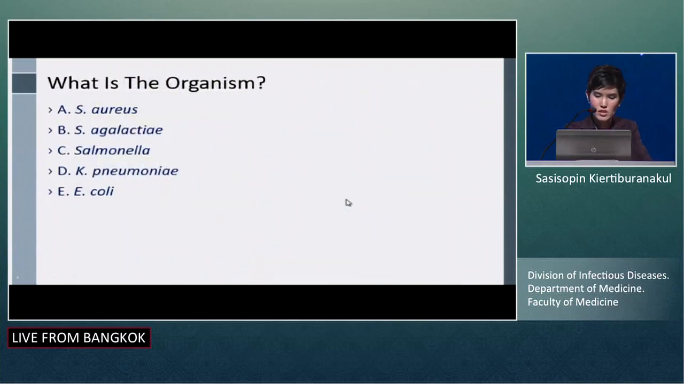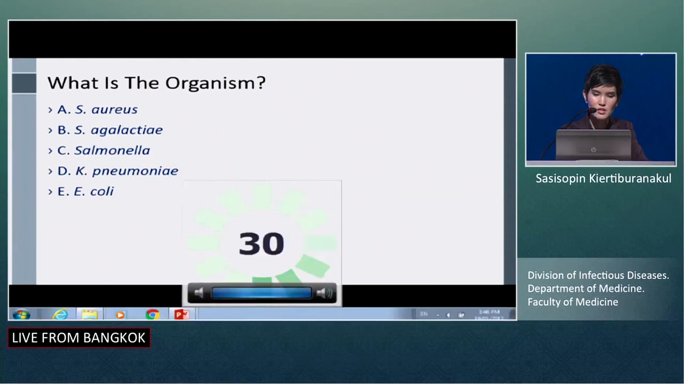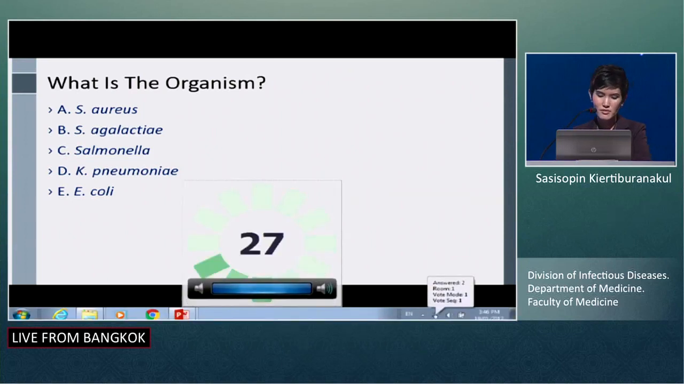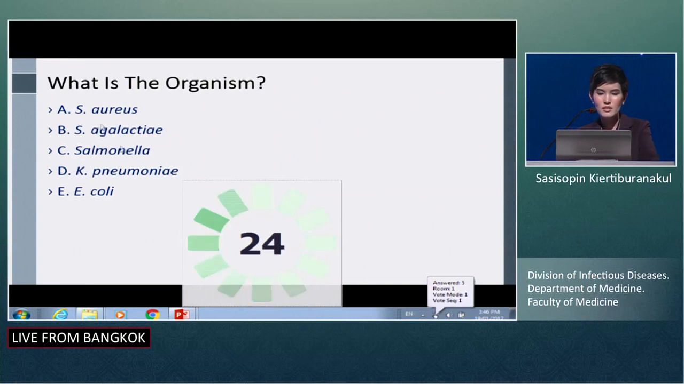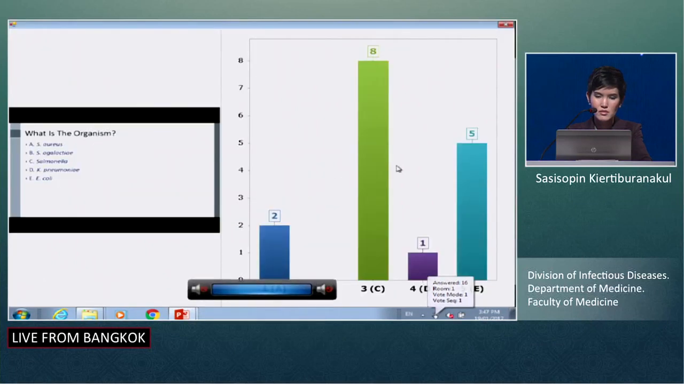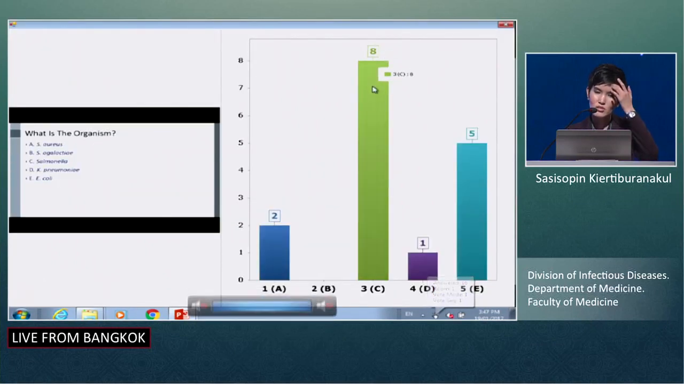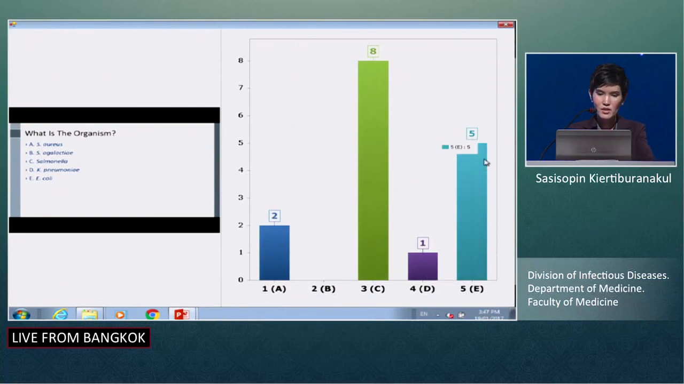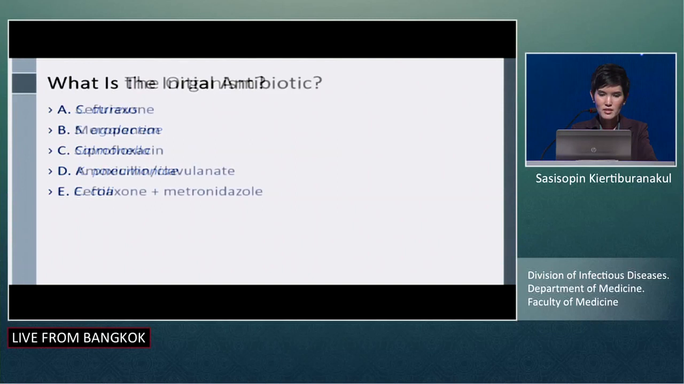So what do you think is the cause? What is the organism that causes aortic aneurysm in this case? Staph aureus, strep group B, Salmonella, Klebsiella pneumoniae, or E. coli? Some may think, because he has diabetes, maybe Klebsiella pneumoniae. Okay, most of you chose Salmonella followed by E. coli. So let's see the answer.